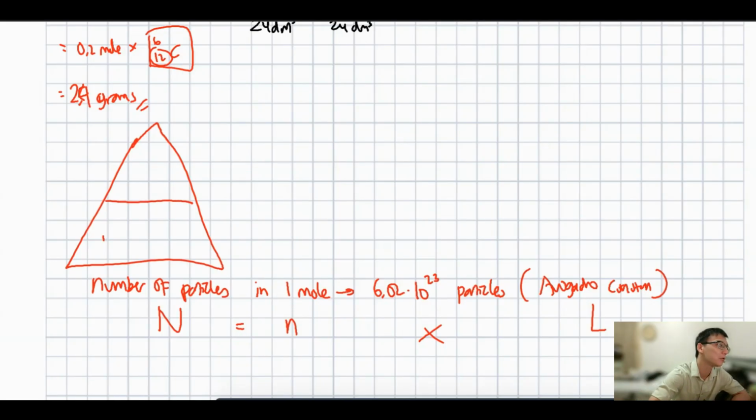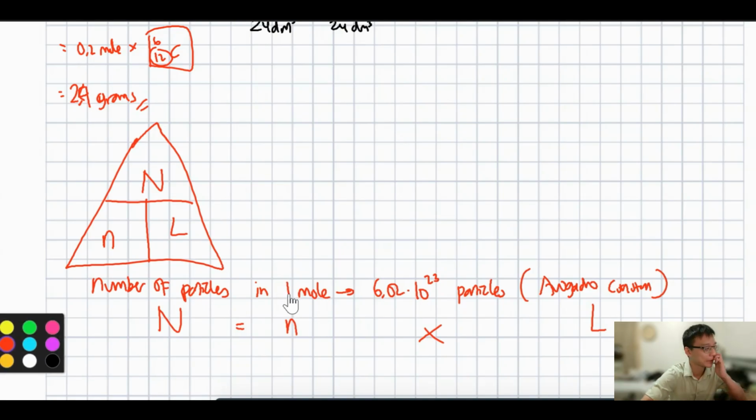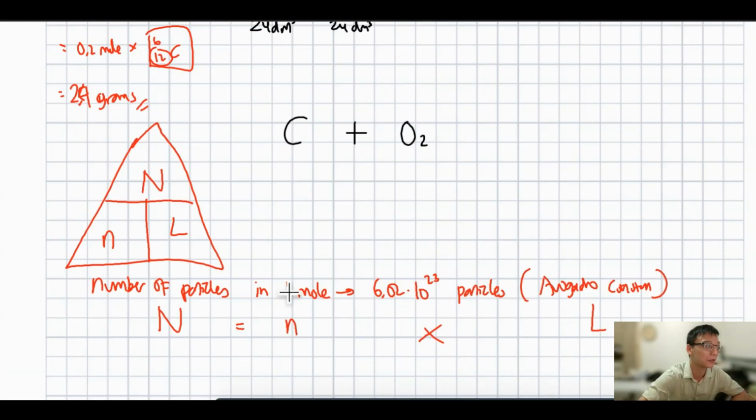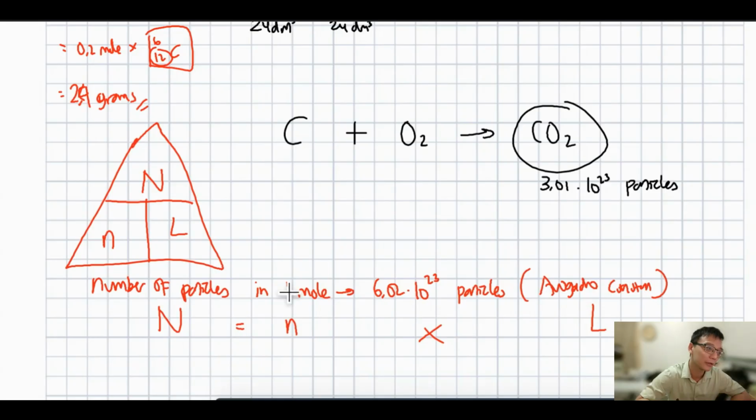So the triangle would look something like this. Yep, something like this. Sometimes questions would also provide the number of particles in order to confuse you. For example, carbon plus oxygen becomes carbon dioxide. Then the question provides: if there are 3.01 × 10^23 particles of carbon dioxide, what would be the mass of carbon?